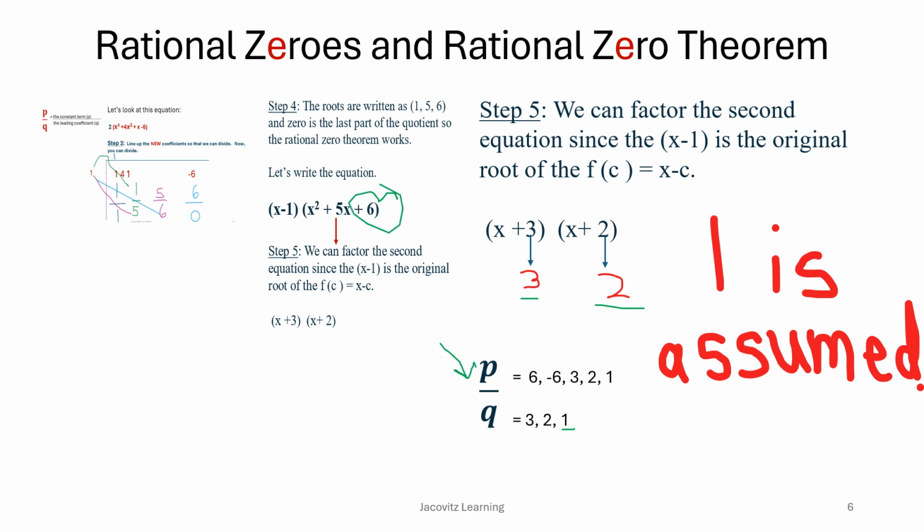So you have your roots of 6, you have negative 6, you have 3, you have 2, and you have 1. And why is that? Because 3 times 2 equals 6. And also the 1 is already assumed. And so those are your roots and your values. That cuts down what your roots really are.